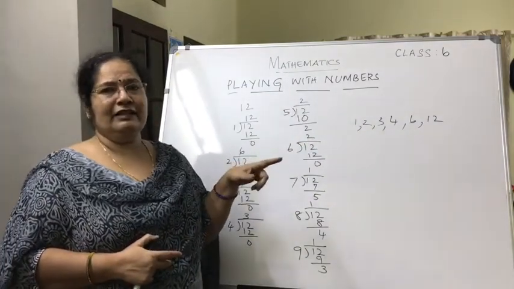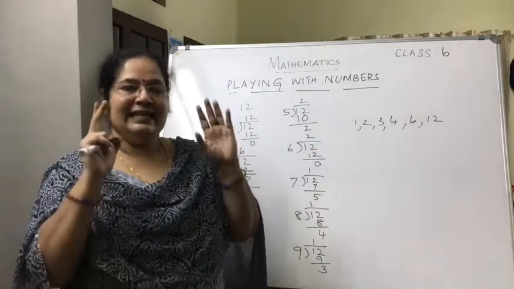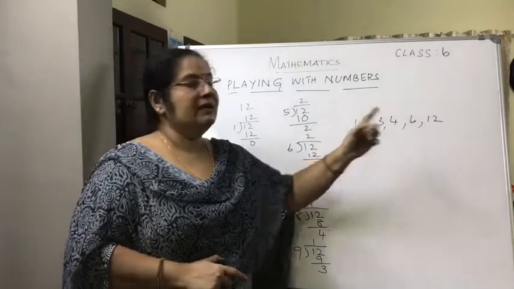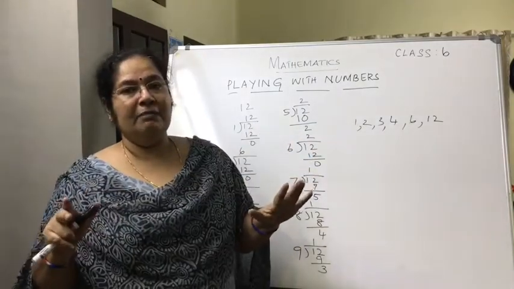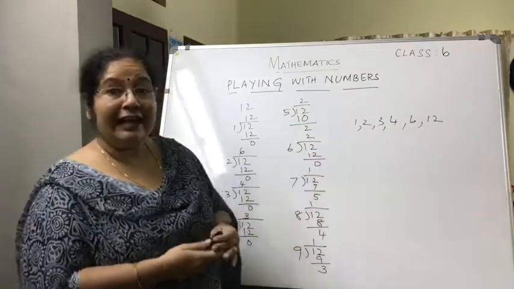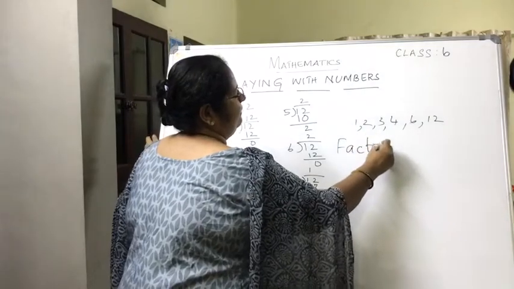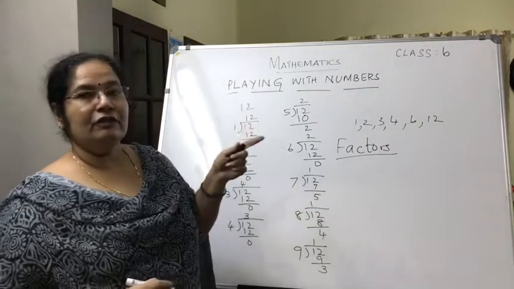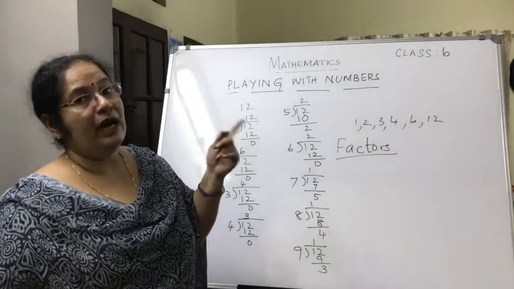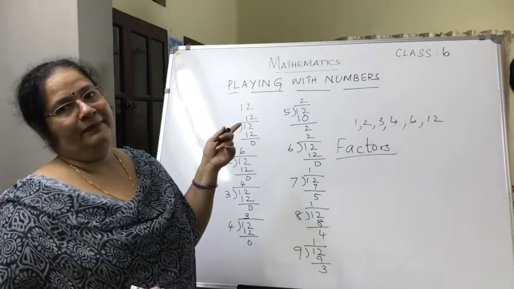These numbers exactly divide the given number. All these numbers completely divide the number 12. Hence, they are called the factors. What are they called? Factors. So, what are the factors of 12? 1, 2, 3, 4, 6 and 12. How did you get it? You divided it. Is it clear?